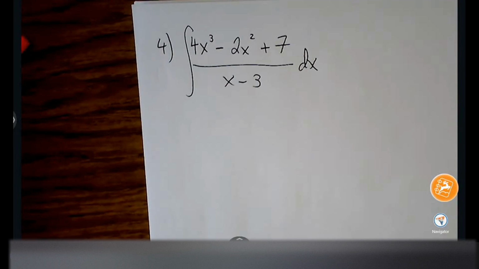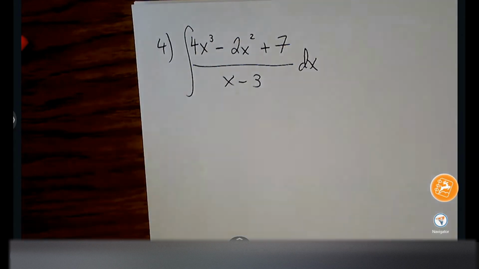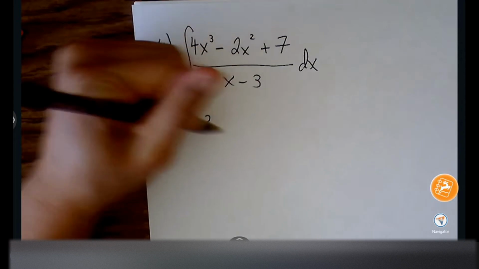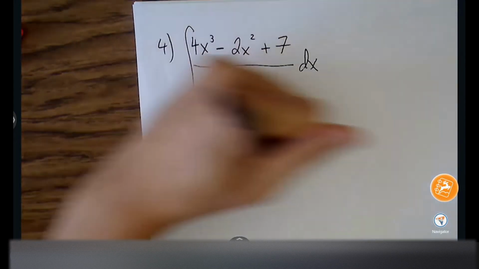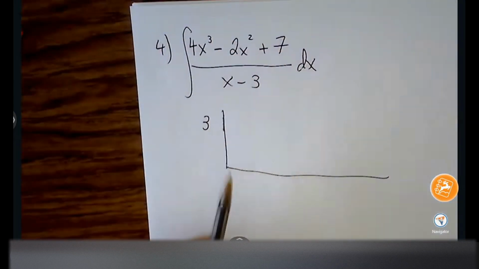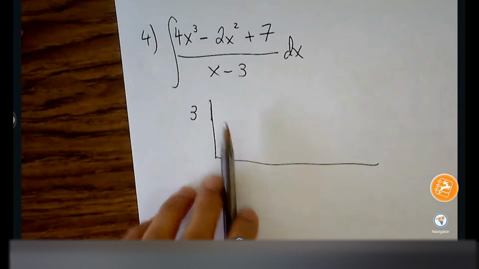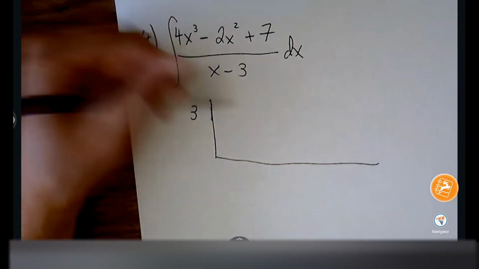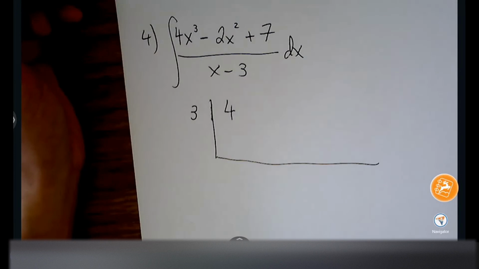Okay, so this one is a good candidate for synthetic, right? Too many terms, we can't move up, we can't do power rule, substitution doesn't work. So pull the opposite sign. And tell me the numbers that go in this top row here. 4, 2, 0, 7.